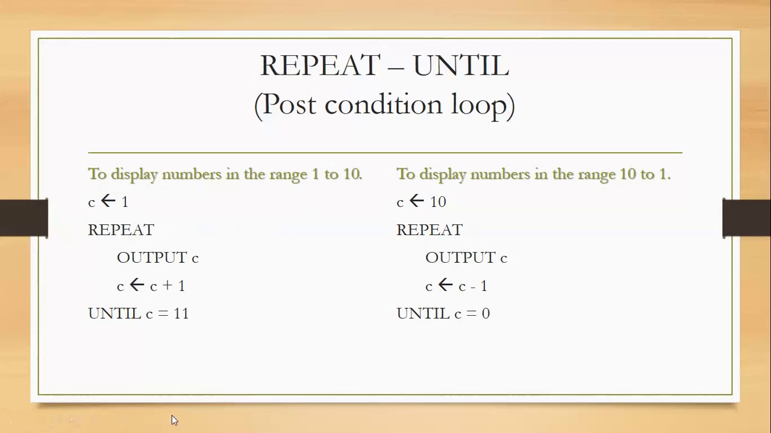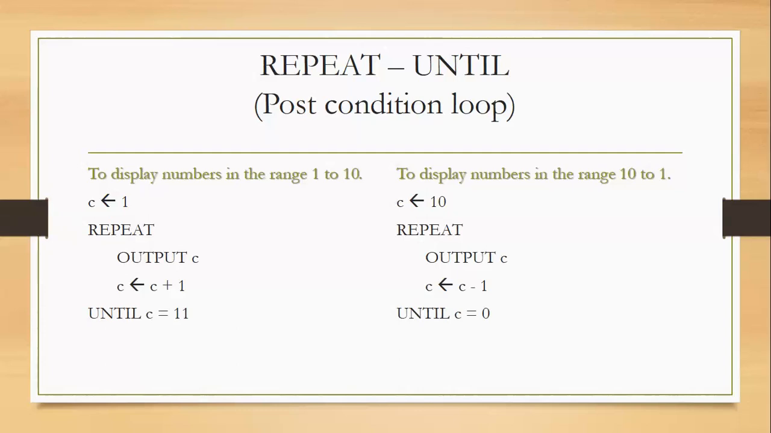On the contrary, if I'm printing the values in the reverse order, starting with 10, going on, repeat, output C, the value of 10 will be printed, decrement will take place, and then it will continue to operate until the value of C becomes 0. So these exercises are only meant to make your concept clearer. Otherwise, what you need to know are the three loop structures.